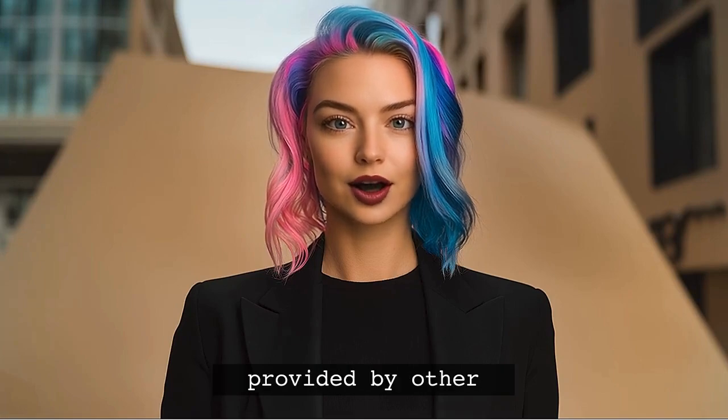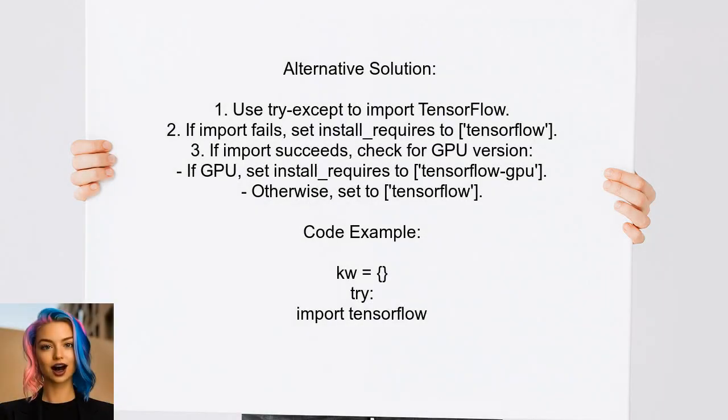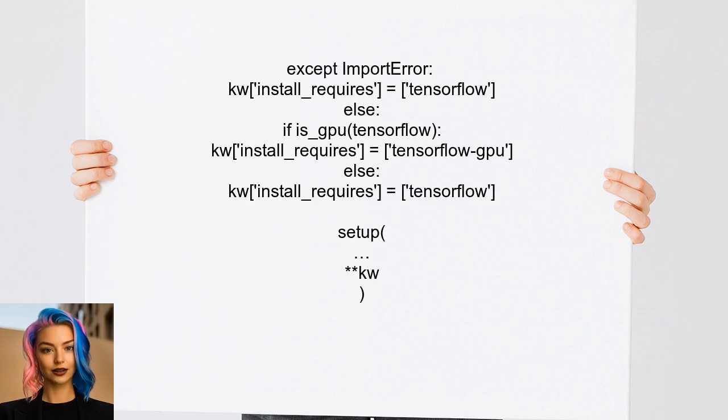Now, let's look at the answers provided by other users. An alternative approach shared by a user involves checking for the presence of TensorFlow and determining if the GPU version is installed. They suggest using a try except block to import TensorFlow. If the import fails, you declare a dependency on the standard TensorFlow package. If it succeeds, you check if the GPU version is being used and set the install requirements accordingly.